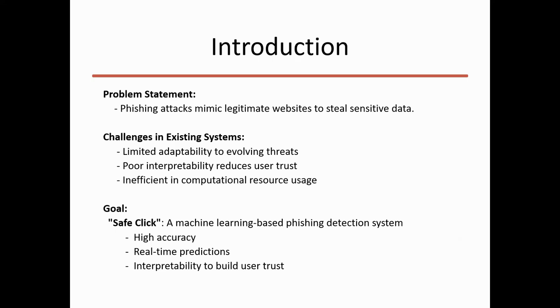for real-time use. Coming to the goal of our project, SafeClick fixes all those challenges. It uses a machine learning approach to give accurate results, and it predicts in real time. It gives real-time predictions and also tells why a URL is flagged or safe, which helps the users to trust it and understand the system.